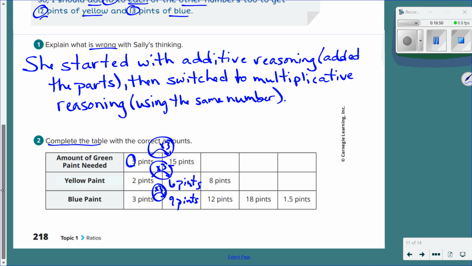Okay, let's go ahead and complete our table then. So looking on this one, our next one was going to 12, right? How do I go 3 to 12? Times 4. So what am I doing to the 5? Times 4, which gives me 20 pints. Okay, how did you get to the 18?